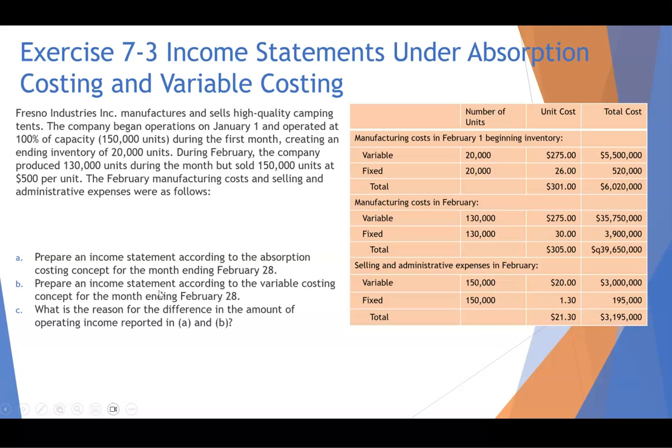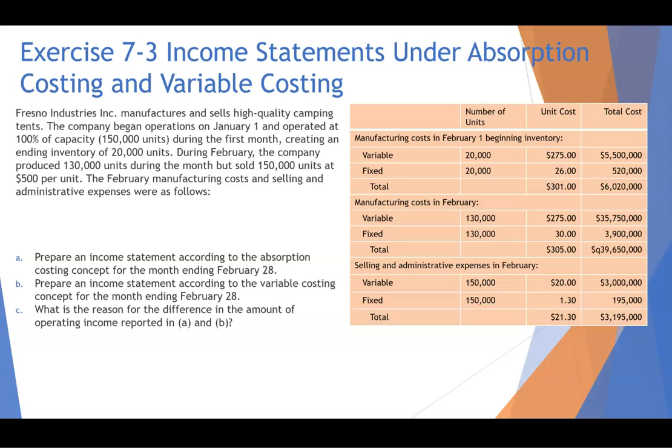Here we've got Fresno Industries that manufactures and sells high-quality camping tents. The company began operations on January 1st and operated at 100% of capacity during the first month, creating ending inventory of 20,000 units. Then during February, the company produced 130,000 units during the month, but sold 150,000 units. And the February manufacturing cost and selling are shown over here.